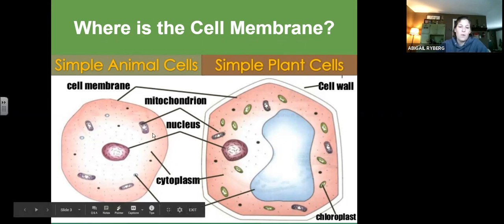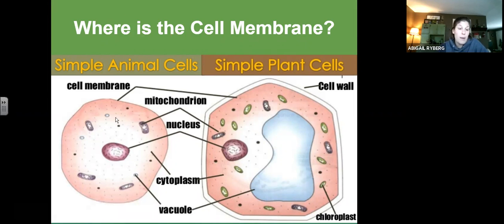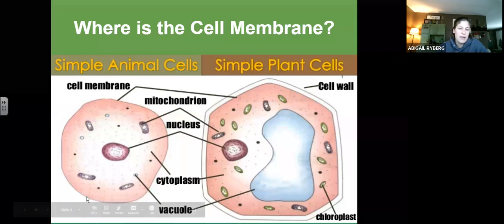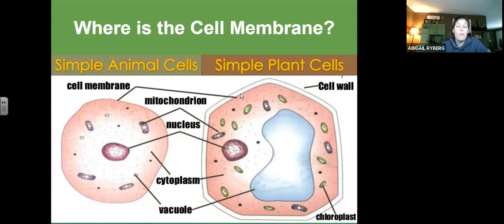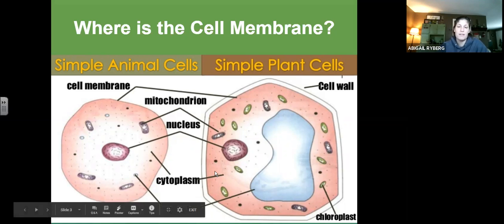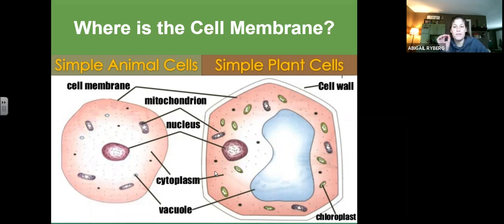If you look here, the picture on the left is representing a simple animal cell. And so the cell membrane is this round, flexible barrier. We learned in plant cells, however, plant cells do have a cell membrane, but on the outside they also have a thick layer called the cell wall made of cellulose. Remember that the cell wall is only found in plant cells.